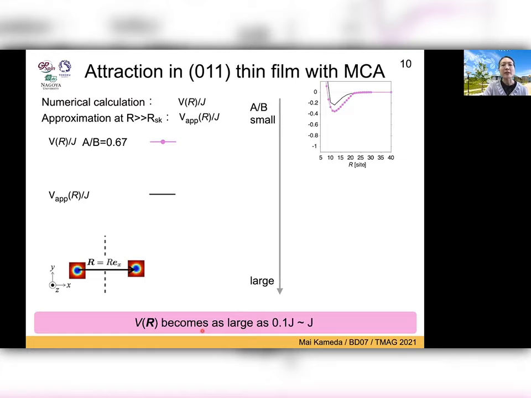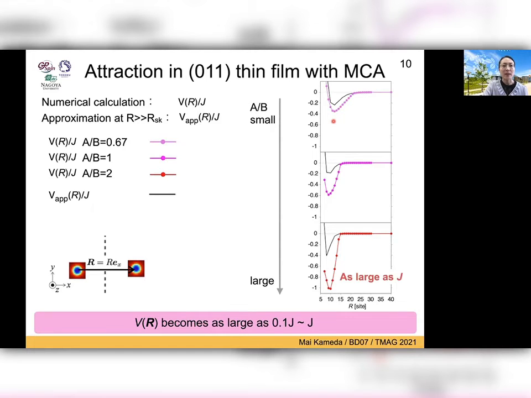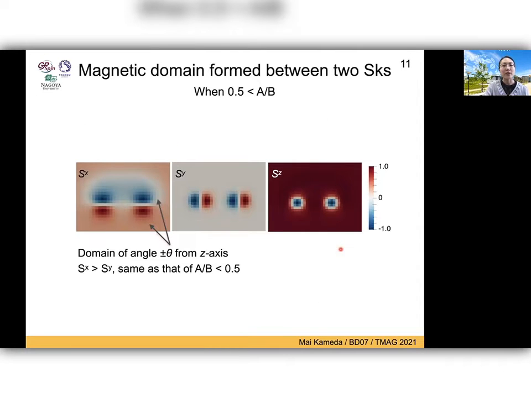When we further increase A over B, we find that the magnitude of attraction becomes as large as 0.1J. Increasing A over B shows similar behaviors. Notably, the attraction is as large as J when A over B equals 2. This is each component of the spin vector when the attraction becomes large.